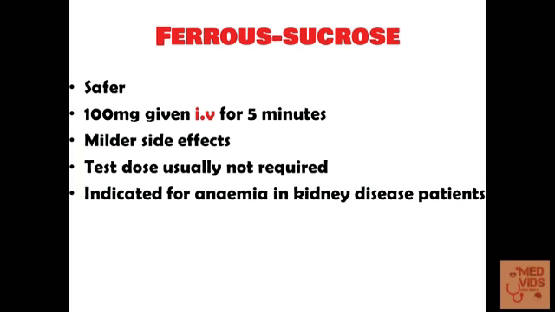Now let's talk about the ferrous sucrose formulation. Ferrous sucrose is safer than dextran because it is found to cause lesser incidence of anaphylactic reactions compared to the iron dextran formulation. It is given as 100 milligram intravenously over 5 minutes. We can see that it is given intravenously only. It should not be given intramuscularly. But you have seen that the previous formulation, iron dextran, is the only iron formulation which can be given intramuscularly as well as intravenously.